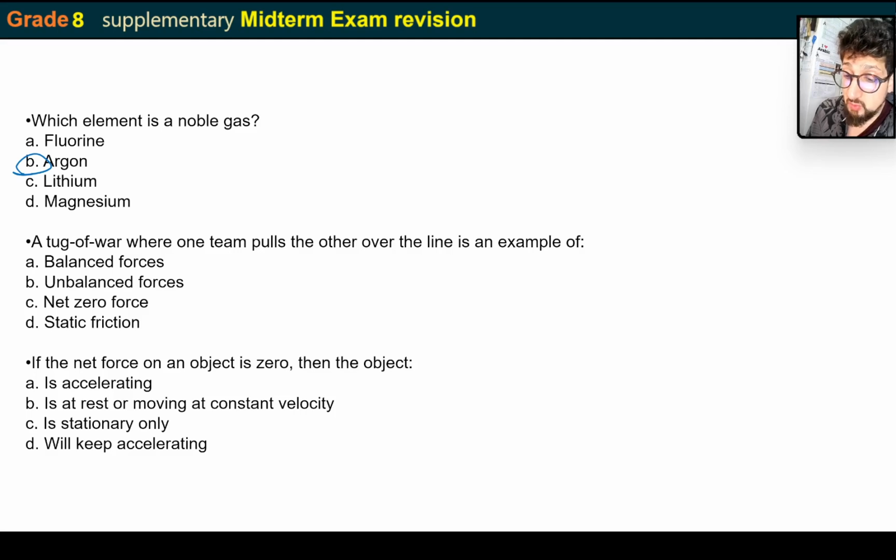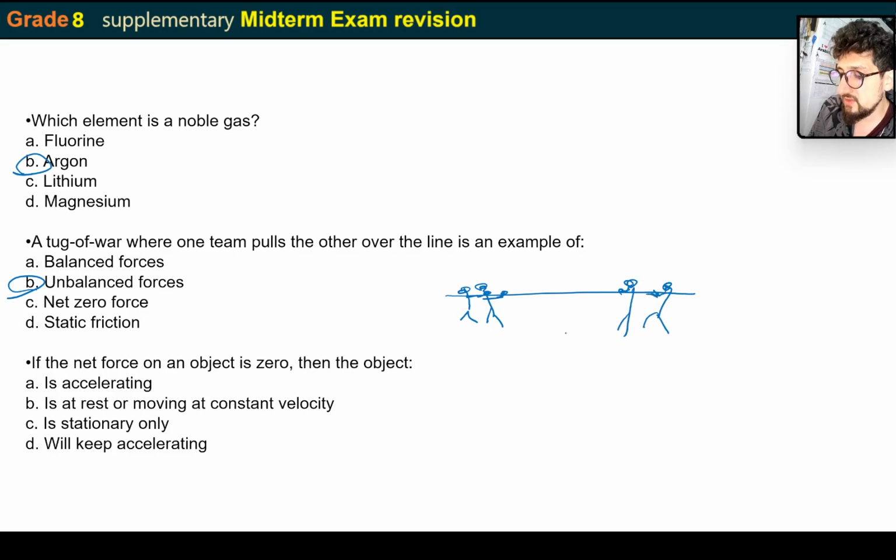Tug of war, where one team pulls the other over the line, is an example of unbalanced forces. Because if it was balanced, it wouldn't move. Tug of war is this game where one team pulls the other team, and there's a team pulling from this side, and there's a team pulling from this side.